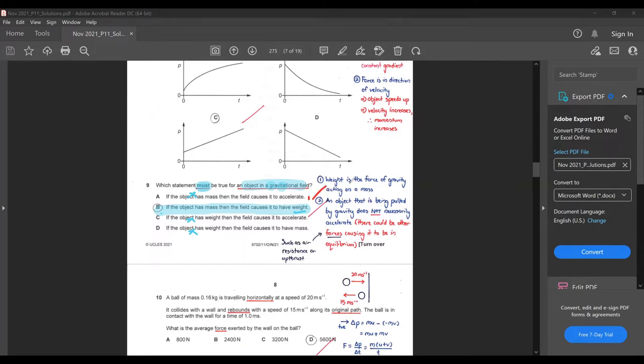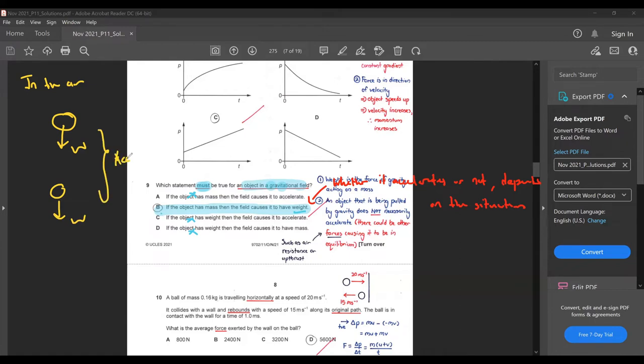Then after that, whether it accelerates or not depends on the situation. What I mean by that is this. If you have a ball with weight W in the air, it will fall down, it will accelerate. Okay, if the ball is in the air, it will fall down and accelerate. Okay, maybe I better write this properly.